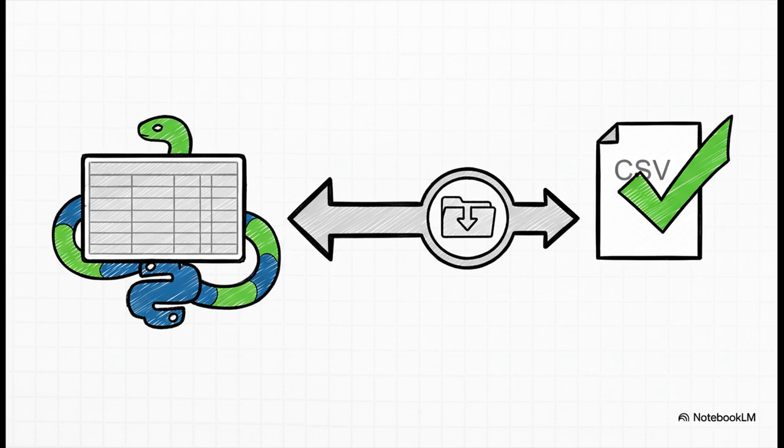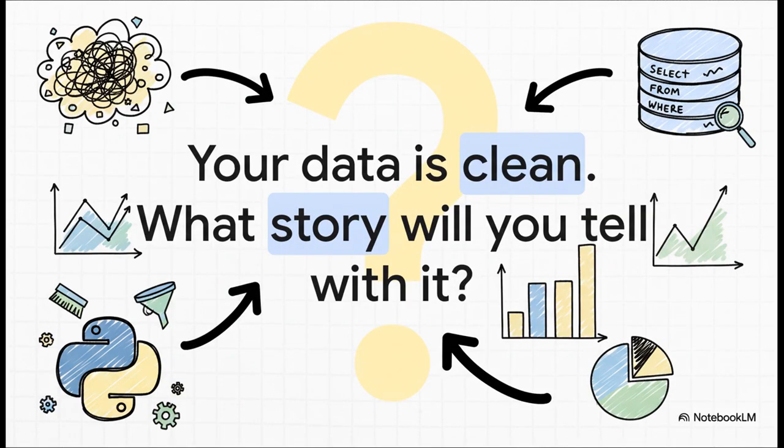The journey's come full circle. We started with a messy CSV, and we end with a clean one. And this, right here, is why we do all of this. The whole point of the entire process, from messy file to clean table, is to get to this moment. You now have a solid foundation of truth you can build on. So the only question that's left is, what story are you going to tell with it?